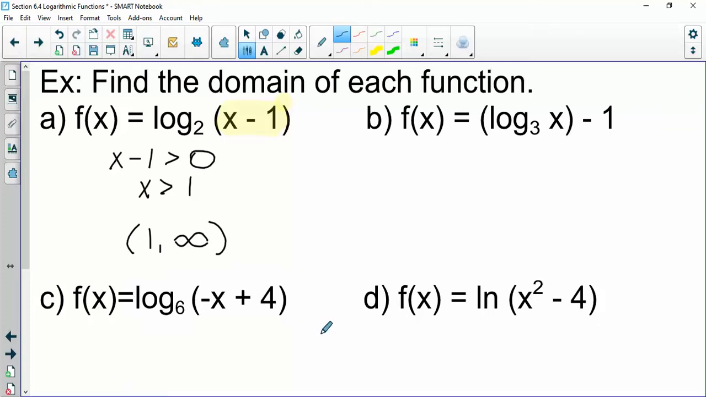B. What is my argument on this one? X. The only thing you're doing the log of is x. So I don't care about anything else, just that x, which has to be greater than 0. Just be 0 to infinity.